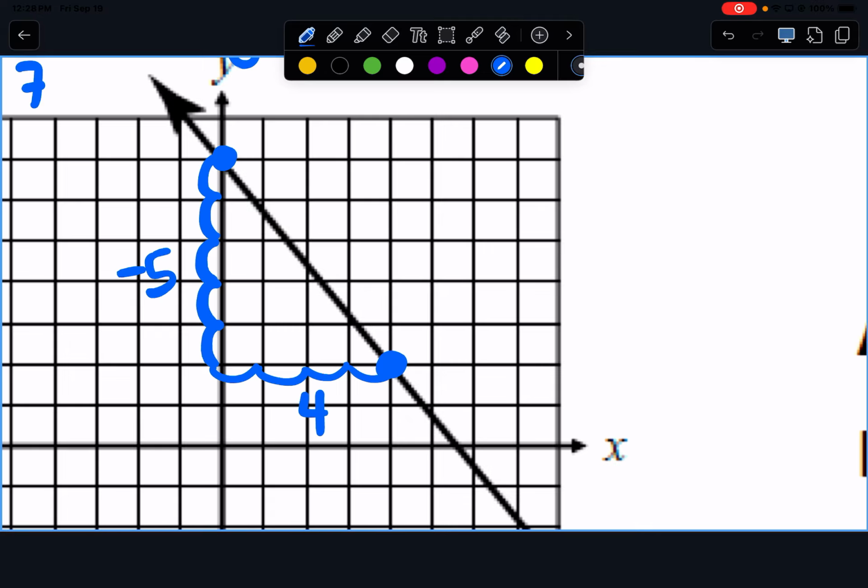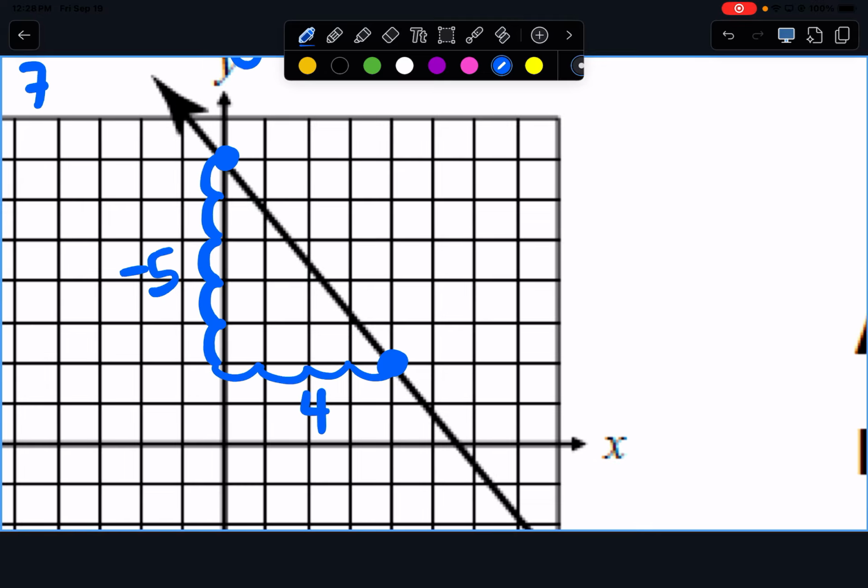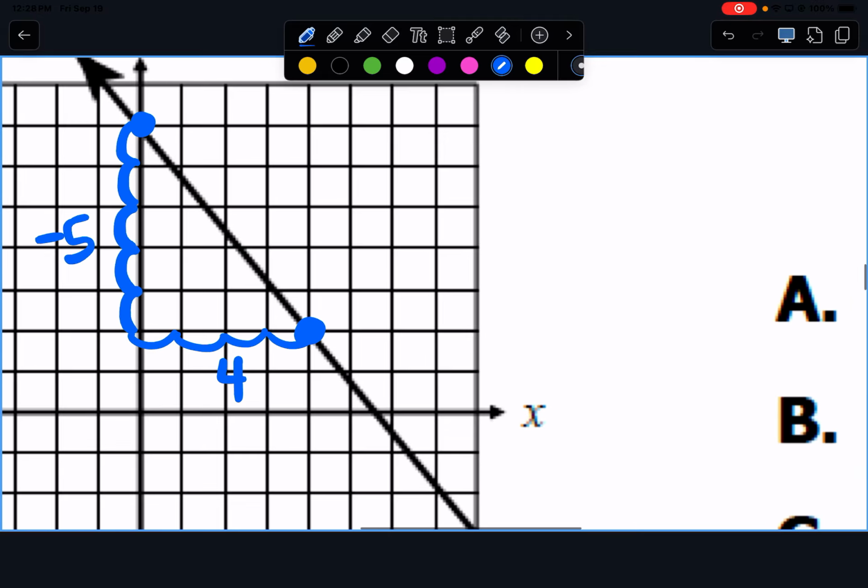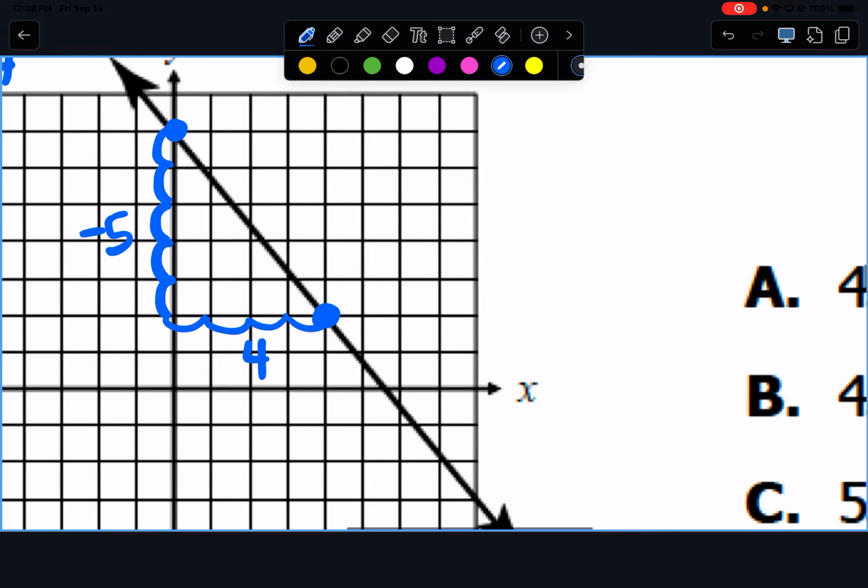So what if I can't see and thought the line was on the grid? Most of the time, I'll give you points to use to count. Okay. Yes. That's good.